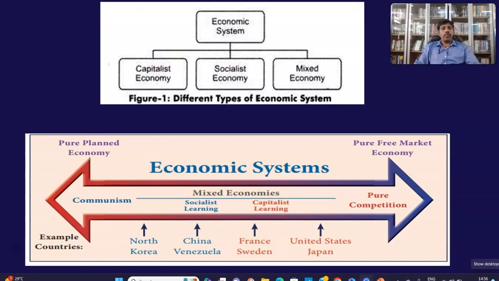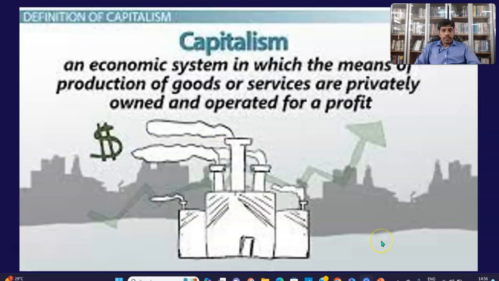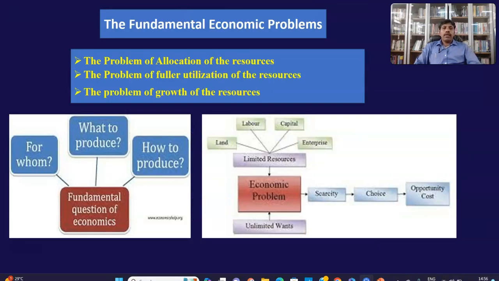So I hope you understood capitalist economy and its merits and demerits, socialist economy and mixed economy and their merits and demerits. We shall discuss the central problems of economics. So what are the fundamental economic problems? The problem of allocation of the resources, the problem of fuller utilization of the resources, the problem of growth of the resources. So what is the problem of allocation of the resources? Really the government is struggling a lot to distribute equally. There is no equilibrium distribution happening by the government.